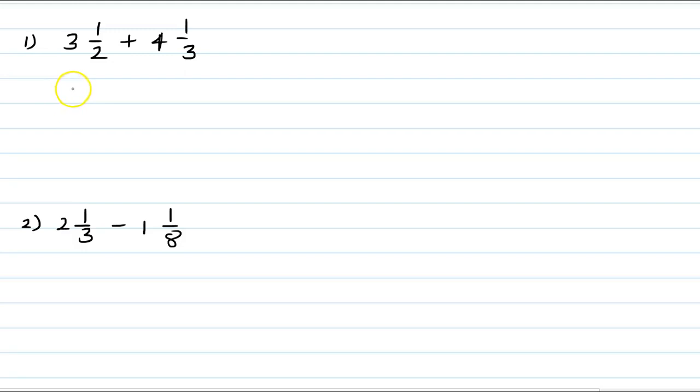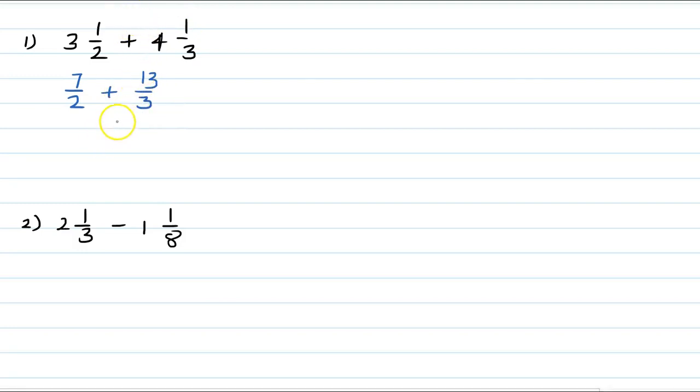Welcome back. If you have tried, let's solve this here. You need to multiply this. 2 times 3 is 6 and plus 1 is 7, so it is 7 over 2. Now 3 times 4 is 12 and plus 1 is 13, so it is 13 over 3. So we need to solve that.